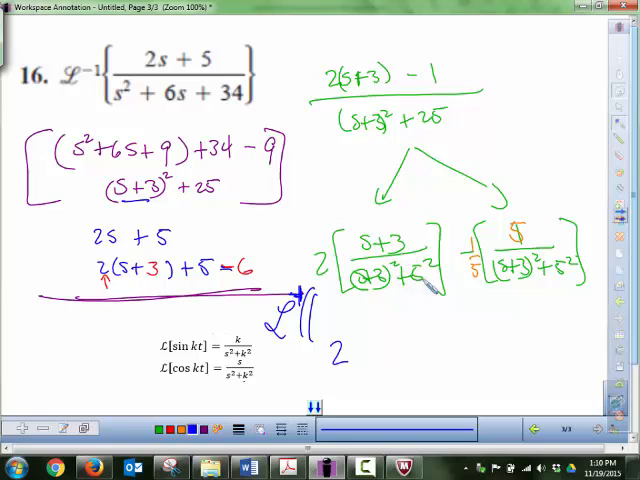So k is equal to 5 in this case, and a, our shift, is equal to -3. So we have e to the -3t as our shifting compensation for a shift, and then this is the cosine 5t.